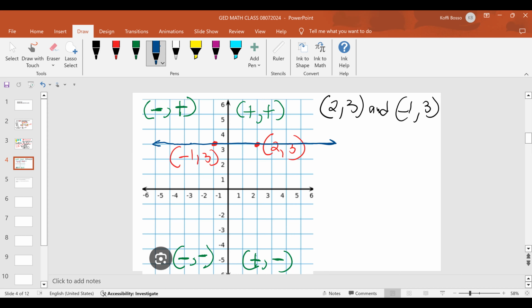Now look, if I draw a line through these 2 points, is it a line going up or going down? No up, no down, right? It's just a straight line. And remember, if you have this kind of line, what is the slope? 0.